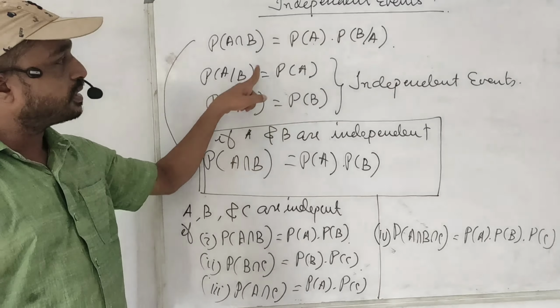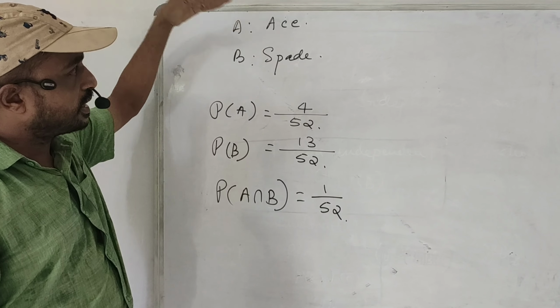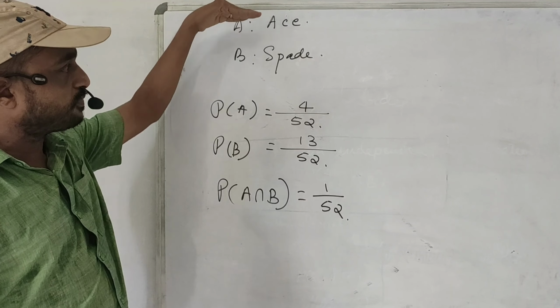What is the total number of cards which are both ace and spade? It is only one. Only one card is there which is both ace and spade. That card is the ace of spade. So one is the favourable number of cards, divided by total number of cards, 52. So P of A intersection B is equal to 1 by 52.